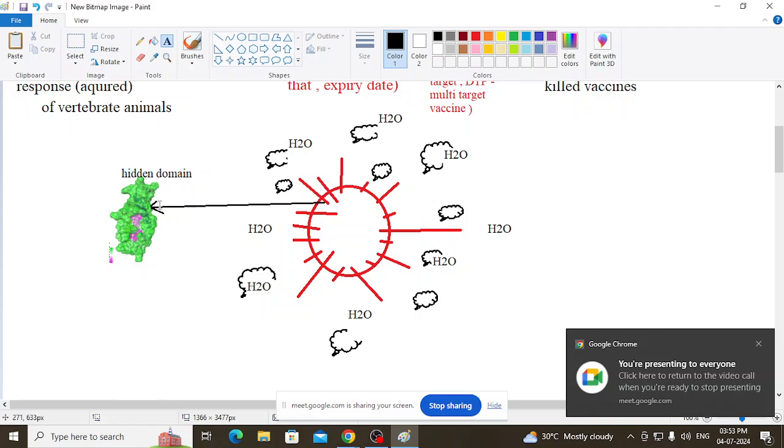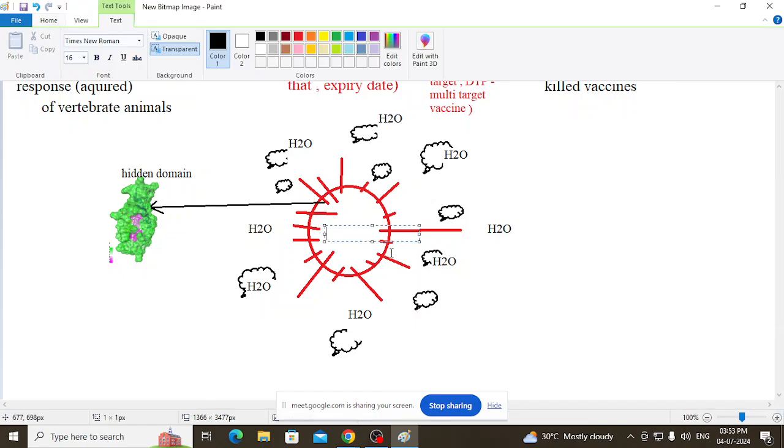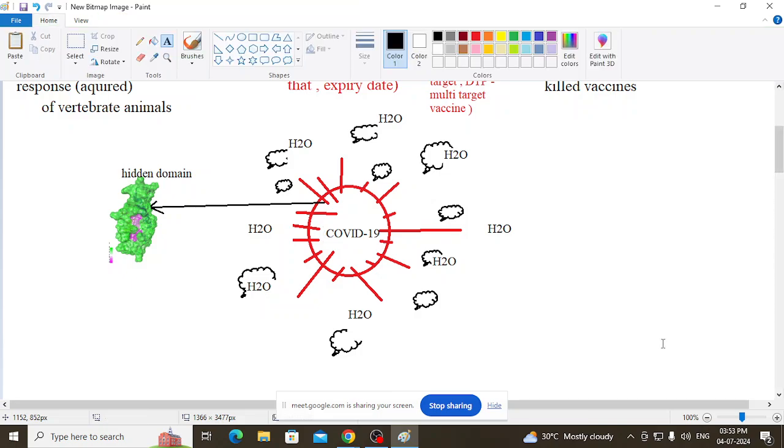So what happens, this is a hidden domain which is present on the COVID virus only. Okay, let us write it down, COVID-19 virus. Somewhere there is a hidden domain. Now we have identified this domain and now we are trying to figure out how MHC1 molecules are binding on it. So what is the rationale? That also we should understand. Just hold on, I will give you the rationale.